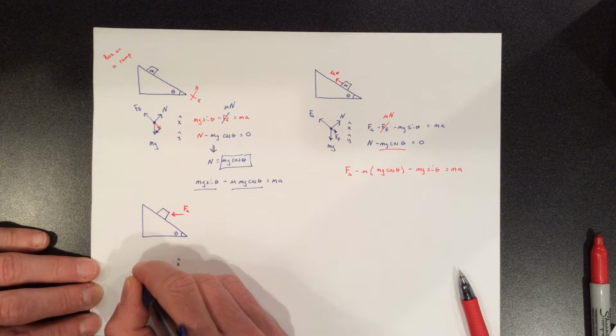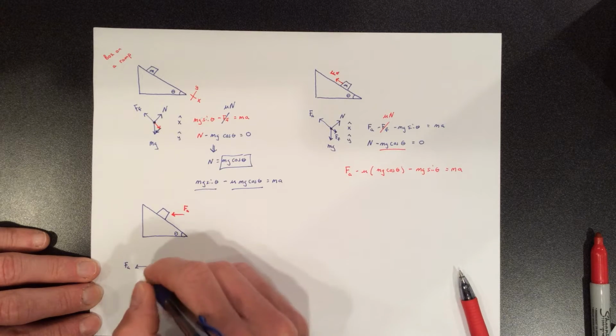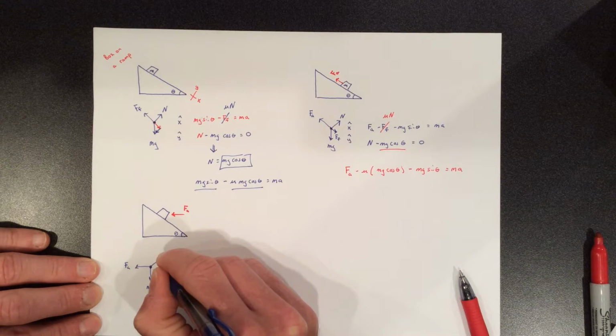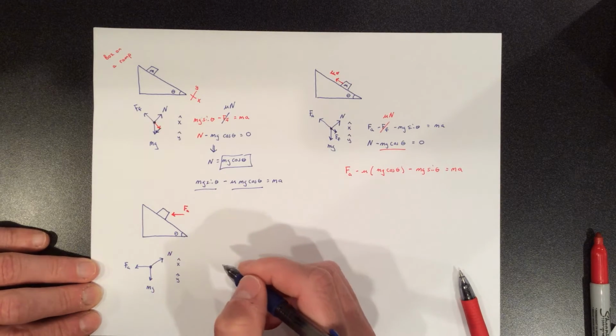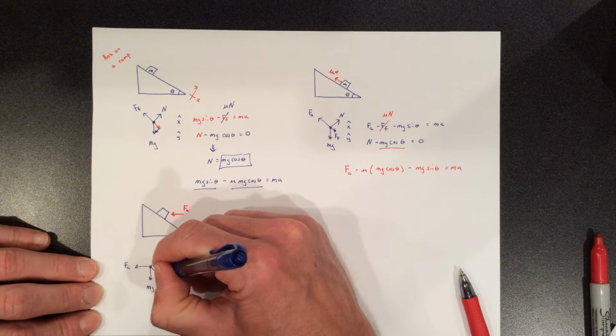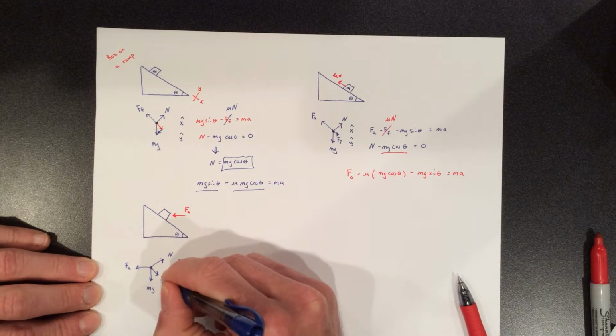So you have an applied force this way, which is a little bit silly. You have gravity this way. You have the normal force that way, and you do still have, well, if it's going to go up the ramp, we'll say friction down the ramp.